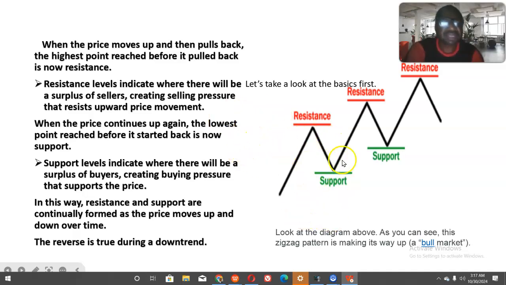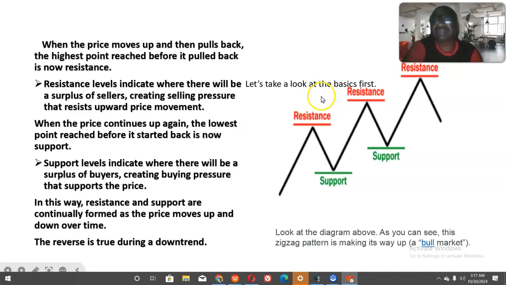Now, the structure here, look at the diagram above. As you can see, this is a zigzag pattern. This zigzag pattern shows us how the bull market moves and its structure. This is called an impulse leg. Mind you, anytime you identify your trend, the next thing you do is identify your key levels of resistance. After that, you have marked your support and resistance. So here is my support, here is my resistance, here is my support, here is my resistance, here is my support, and here is also my resistance.